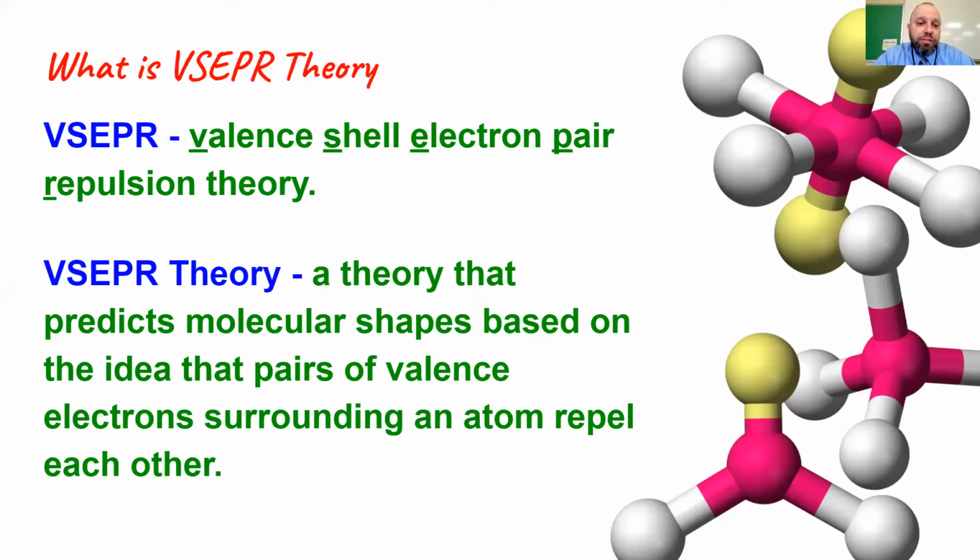So if you read the definition for VSEPR theory, it says a theory that predicts the molecular shapes based on the ideas that pairs of valence electrons, because they're all negative, will surround an atom and repel each other. And as a result, they will try and get as far away from each other as possible.